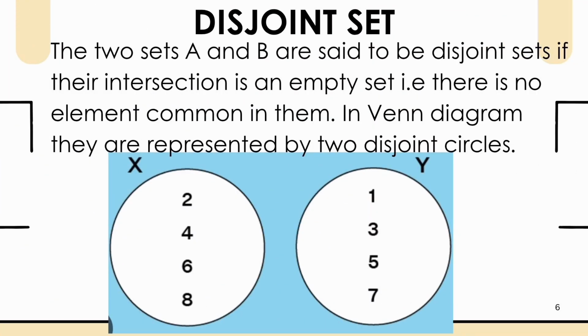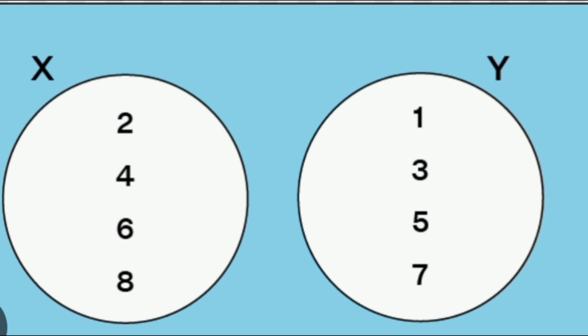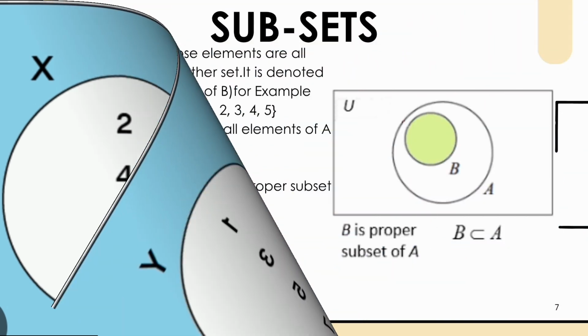Disjoint sets. The two sets A and B are said to be disjoint if their intersection is an empty set. That is, there is no element common in them. In Venn diagram, they are represented by two disjoint circles. You can see in the figure how they are represented. Here in the diagram, you can clearly see a universal set U, which is represented by a blue rectangle, and the two disjoint sets X and Y are represented by two disjoint circles.